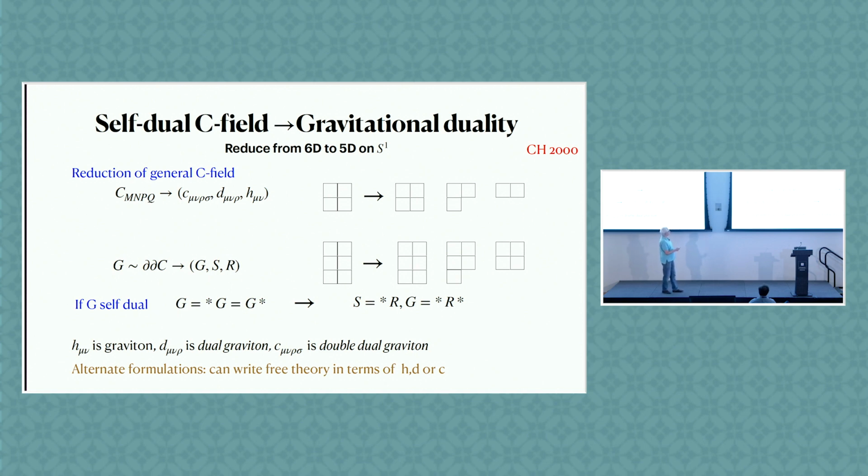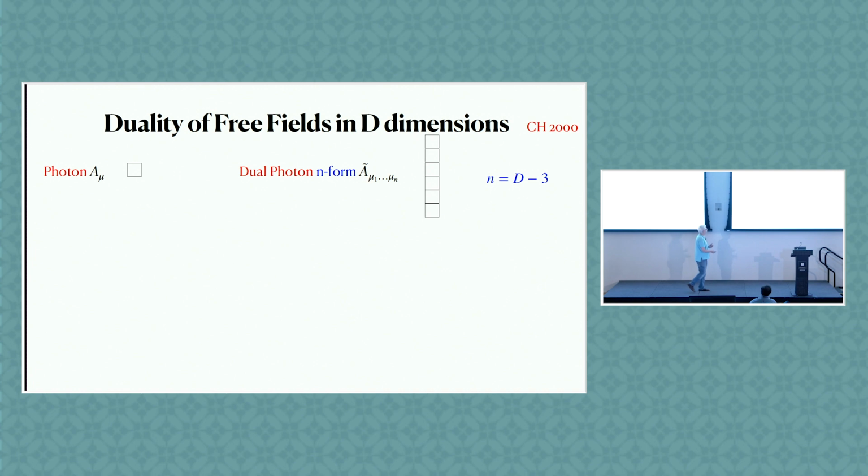So it implies that the 3 fields that you get here are all dual formulations of the graviton in the linearized theory. This is what I call the dual graviton, and this the double dual graviton. And these, in the linearized theory, give alternative formulations of the free theory, written in terms of D or C. Now, one of the features is that as one goes from one formulation to a dual, it interchanges field equations with Bianchi identities.